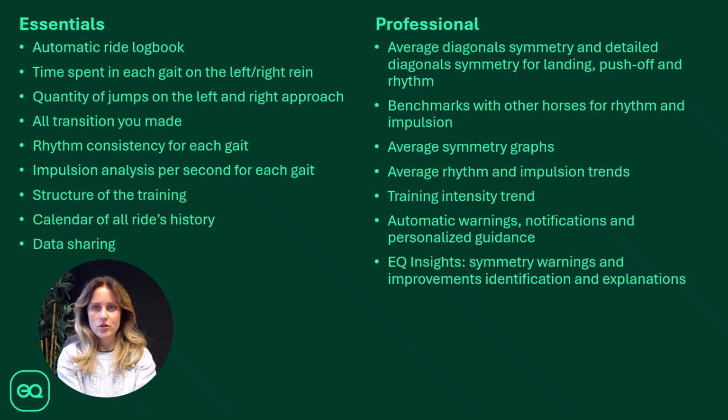In the professional subscription are all the features from the Essential subscription, plus the average diagonal symmetry and detailed diagonal symmetry for landing, push-off and rhythm. You can see the benchmarks with other horses for rhythm and impulsion. You can see the average symmetry graphs, the average rhythm and impulsion trends. You can see it for the last 20 rides.